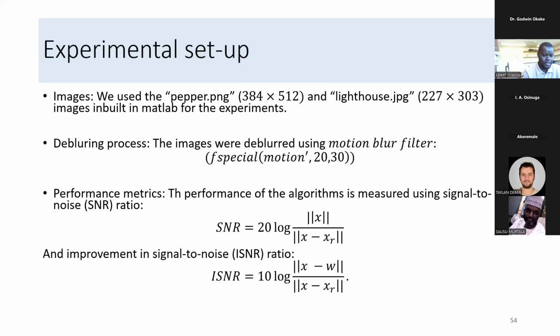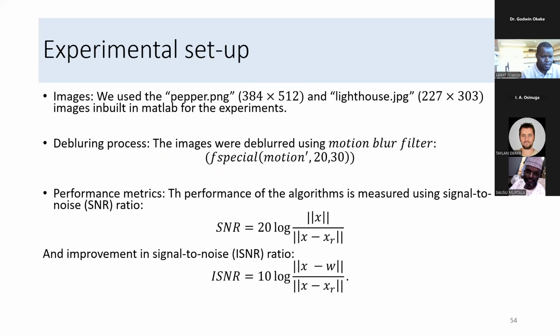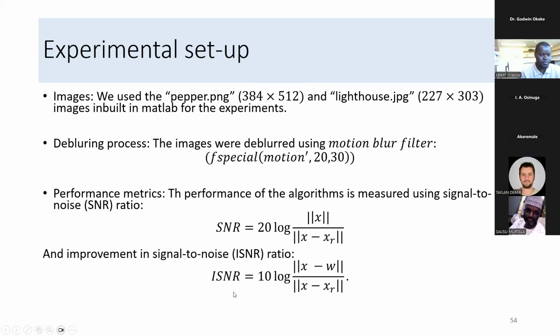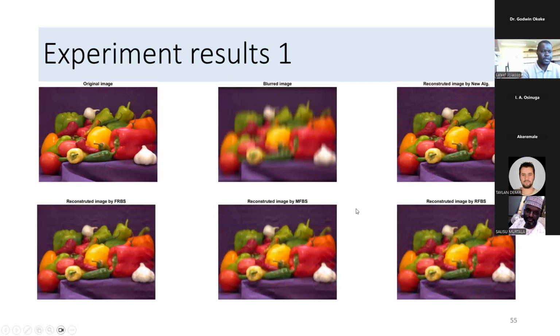Eventually, we considered, I think, 3 images. Here we have 2 images, paper and lighthouse, but I think in the paper we have 3 images. These images are read into MATLAB and we do some mathematical experiments on them. We measure the performance of our algorithm with the signal to noise ratio, as well as the improvement in signal to noise ratio. This can tell us how the performance of our algorithm compares to others.